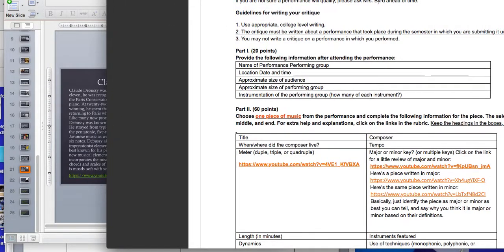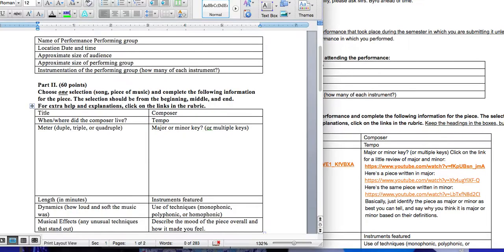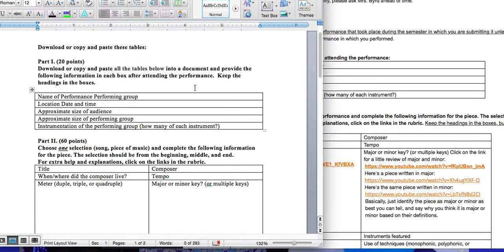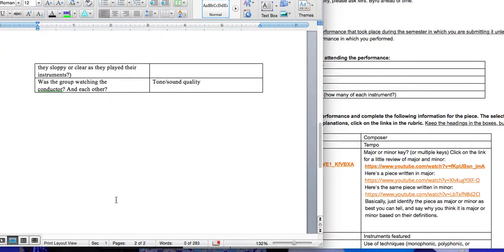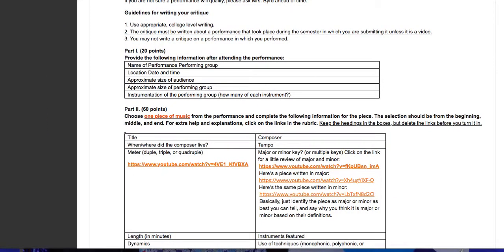What I've attached to this assignment is a blank table. You're going to download or copy and paste this, and then you're just going to fill in everything that I'm asking about your performance. This is how it looks in the actual assignment. Whatever I'm asking for, if it's something that I feel like you need a little bit more explanation on, like meter, I've attached a video for you to watch to explain a little bit more what I mean.